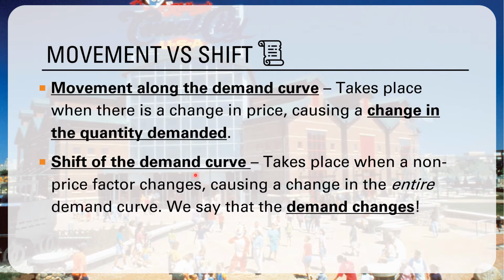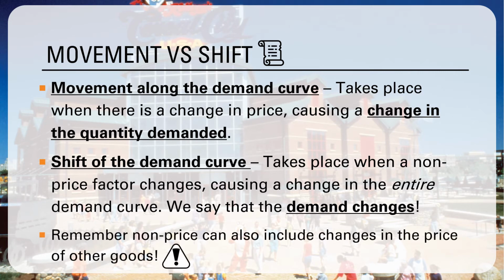And shift of the demand curve takes place when a non-price factor changes, causing a change in the entire demand curve. We say that demand changes. So just to summarize this, when we say movement along the demand curve, movement is only caused by a change in price. Everything else is a shift, will cause a shift of the demand curve. All right, and that's what it is. And let me show this to you through an animation.